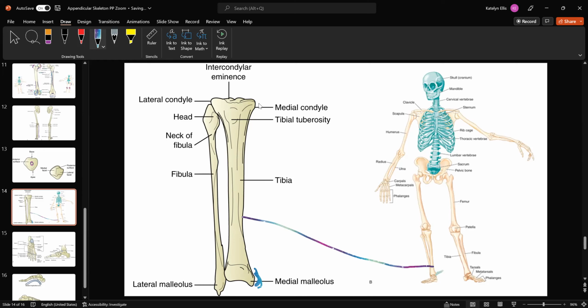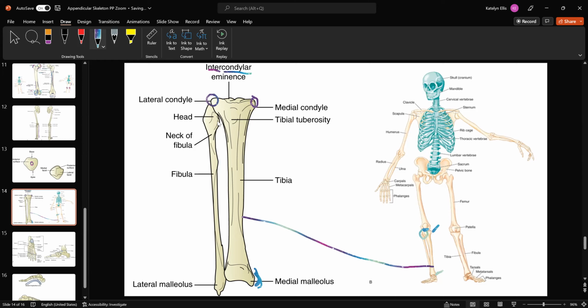All right. You also have a medial condyle, which is right here. And you have a tibial tuberosity, which sticks out right here. This is your intercondylar eminence. It goes between the condyles up here, and it rises up a little above, not like a process, but we call it the intercondylar eminence. This is your lateral condyle and your medial condyle. So again, intercondylar eminence.